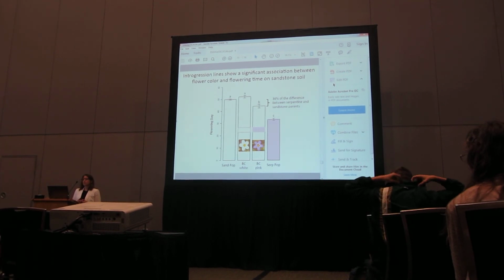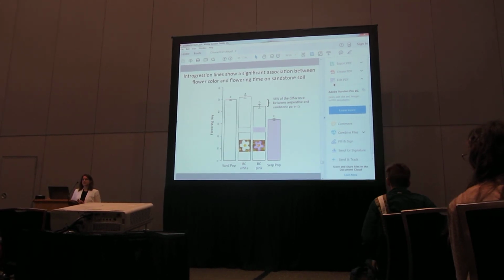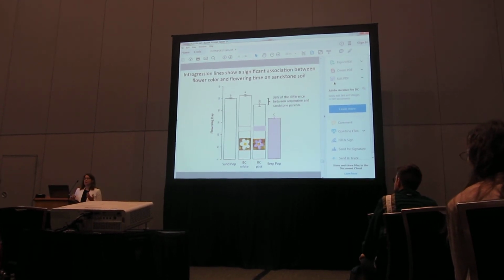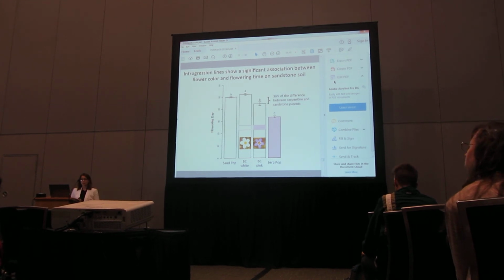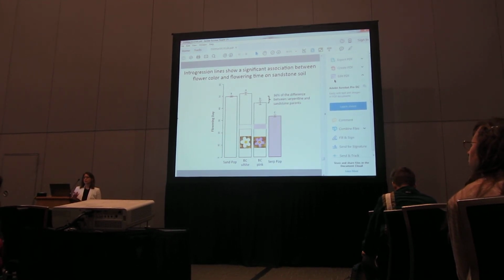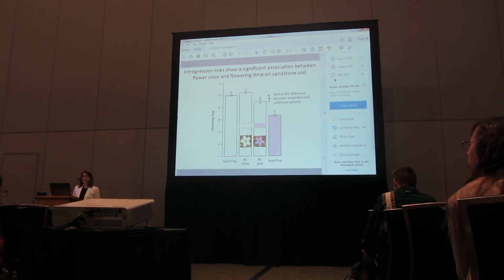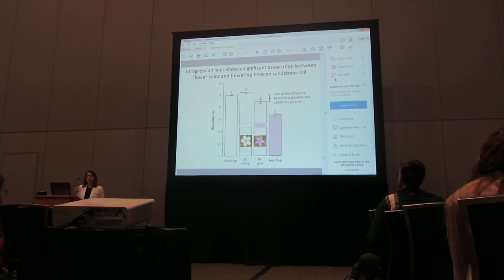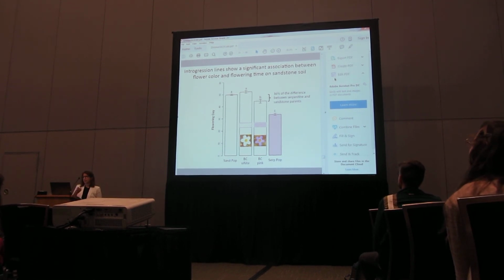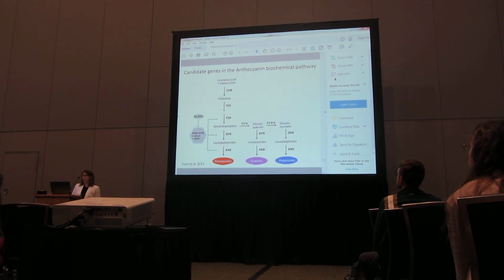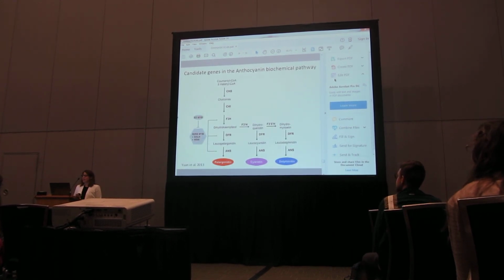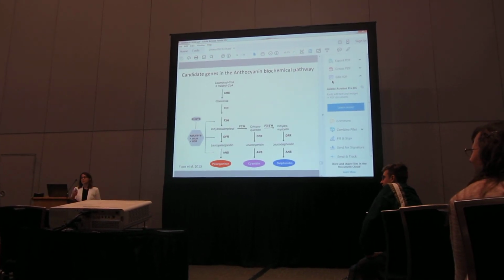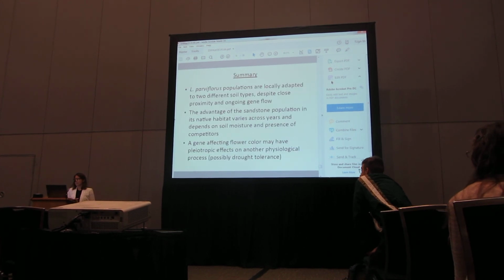So potentially I'm interested in further exploring this and trying to understand whether it's flowering time that's under selection, or maybe flowering time is also pleiotropic and related to drought tolerance, which other studies have shown. It might also be related to some aspect of competitive ability. Flowering later might allow the sandstone population to invest in more vegetative tissue and outcompete competitors. So I'm still exploring that. The anthocyanin biochemical pathway provides a lot of candidate genes for me to study further too. So I'm interested in investigating the genes underlying that.